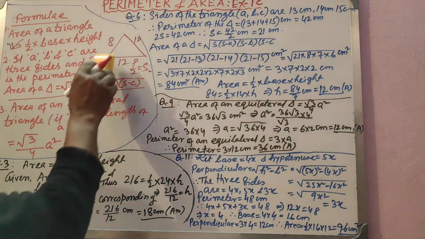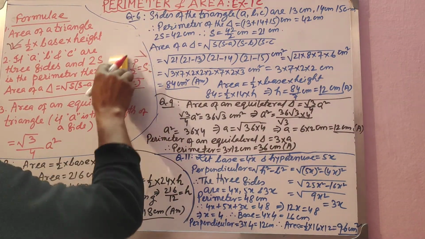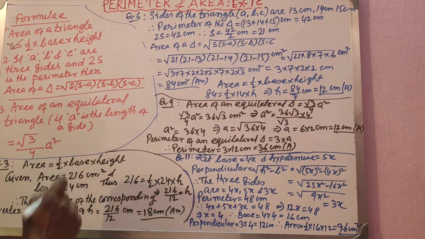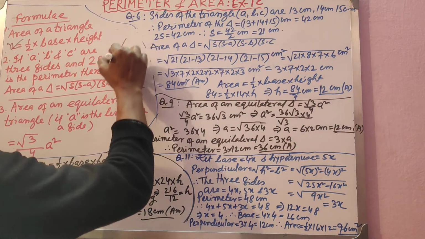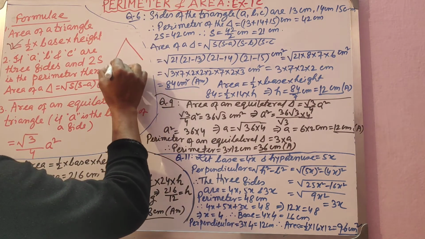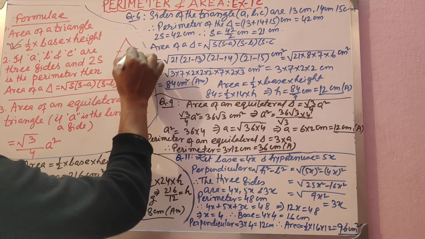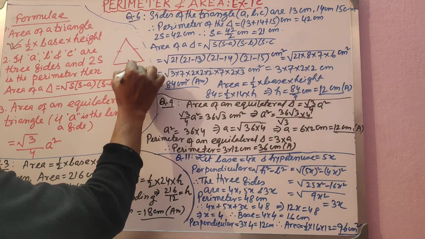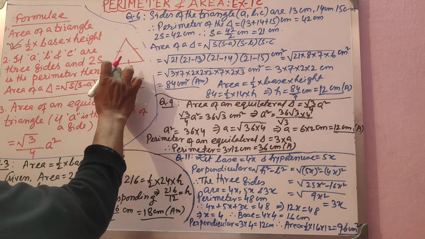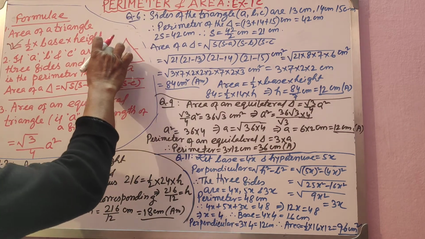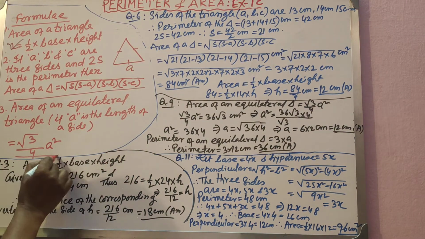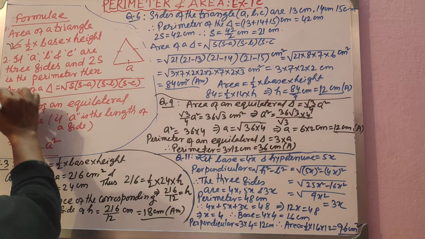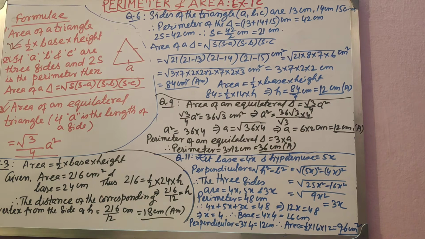Now moving on to the third formula of a triangle, which is for an equilateral triangle. An equilateral triangle has a peculiar formula. If a triangle is equilateral, all the sides are equal. If one side is A, this will also be A, this will also be A. So it will be root 3 by 4 a square. I hope you have understood the three formulae.